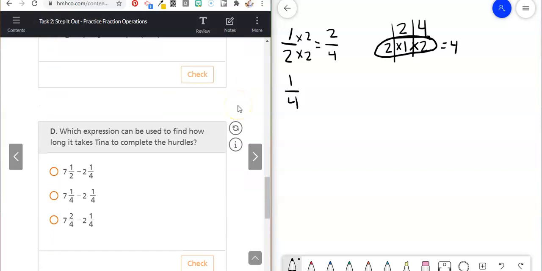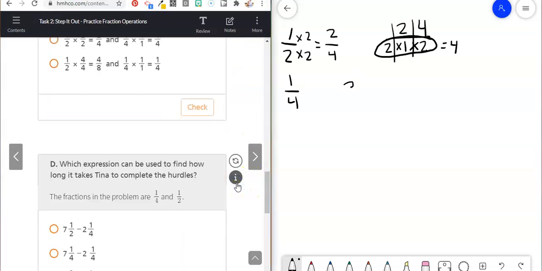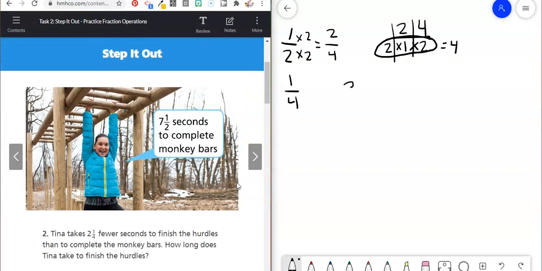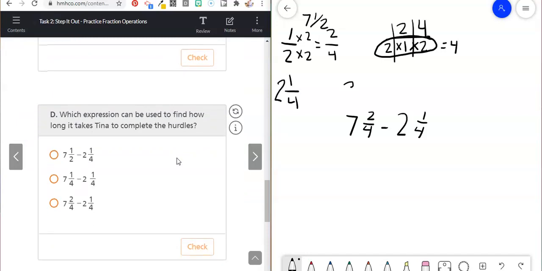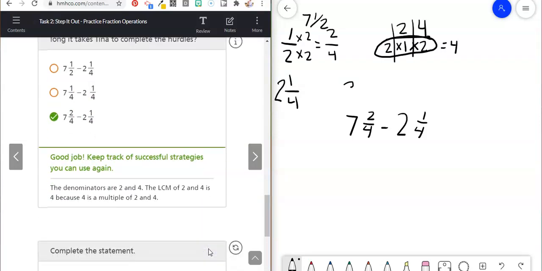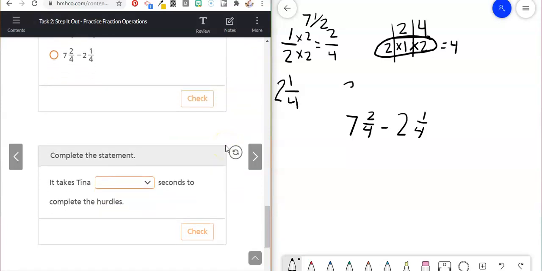Which expression can be used to find how long it takes Tina to complete the hurdles? So I'm going to take, let me find my whole numbers. So 7.5. This was originally 7.5 here, and this was originally 2 1/4. So I'm going to take 7 2/4, and I'm going to subtract 2 1/4. So 7 2/4 minus 2 1/4. Just like that. So it takes Tina blank seconds to complete the hurdles.